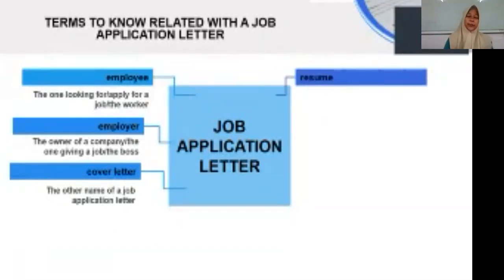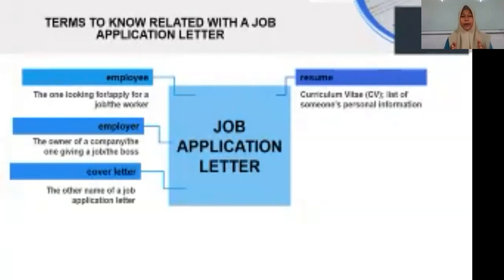Next, we have resume. Okay, resume. So resume is the curriculum vitae, a document containing personal information about ourselves, including all about our identity, academic background, our job experience, and the other organization's experience, for example. So we put all the story of our life. Yeah, that is very important for giving information to the employer in the resume.